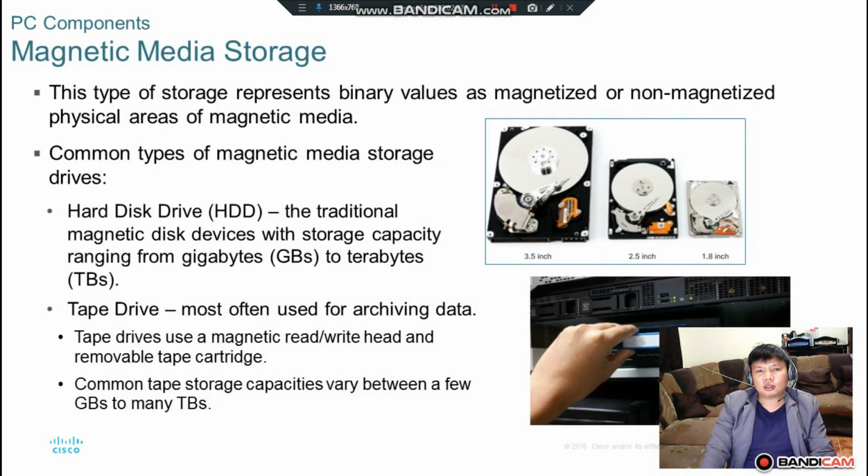The magnetic media storage. This type of storage represents binary values as magnetized or non-magnetized areas in the magnetic media. The common types of magnetic media storage are the HDD, the traditional magnetic disk drive, with storage capacity ranging from gigabytes to terabytes, and the tape drive, most often used for archiving data. The tape usually has a magnetic read-write head and a removable tape cartridge. The capacity varies between a few gigabytes to many terabytes.